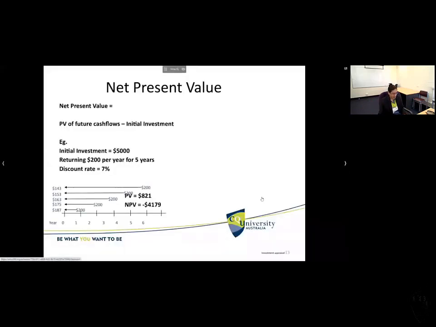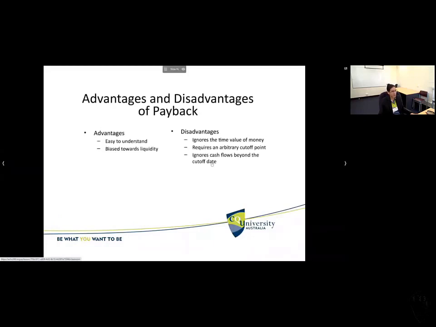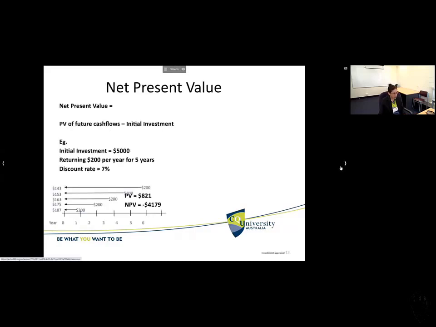Now, net present value. I said just then that payback period doesn't take into account this time value of money, and that's one of its limitations. Well, net present value is considered to be the best investment appraisal technique because it considers all cash flows and it accounts for that time value of money, that $1 today is worth more than $1 tomorrow because I can invest my $1 today and get more with that $1 tomorrow. Okay, so the time value of money is very important.